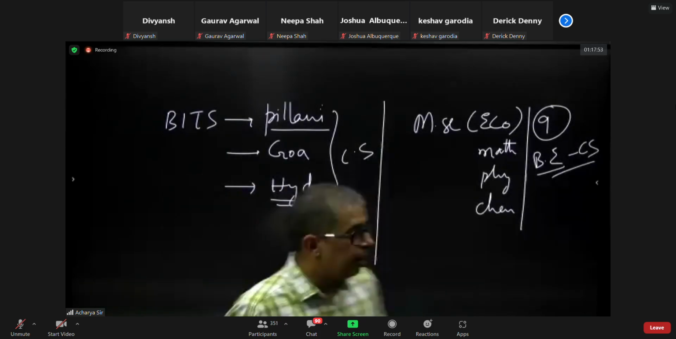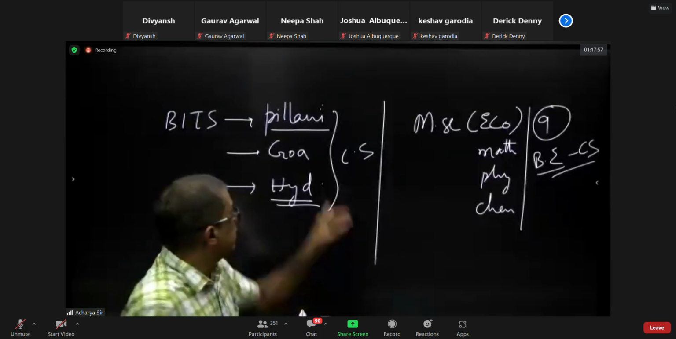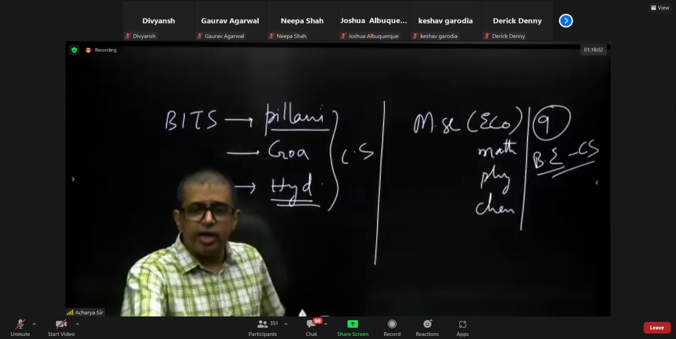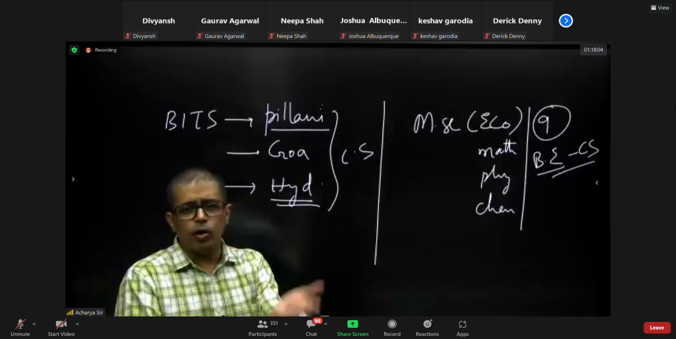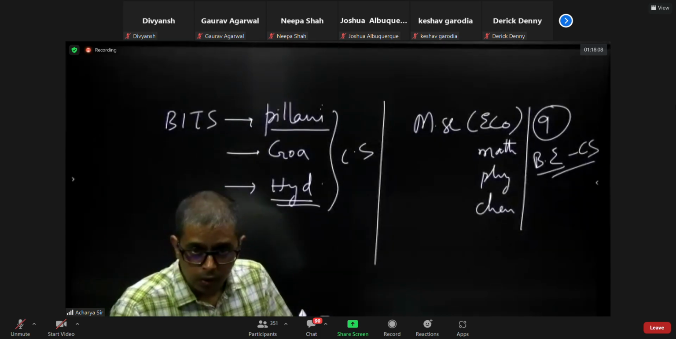So BITS, any of the 3 campuses, depending on your location, right? Somebody will say Pilani's infra is awesome. Hyderabad's location is awesome. They have their own advantages. So you weigh which one is better for you, right?